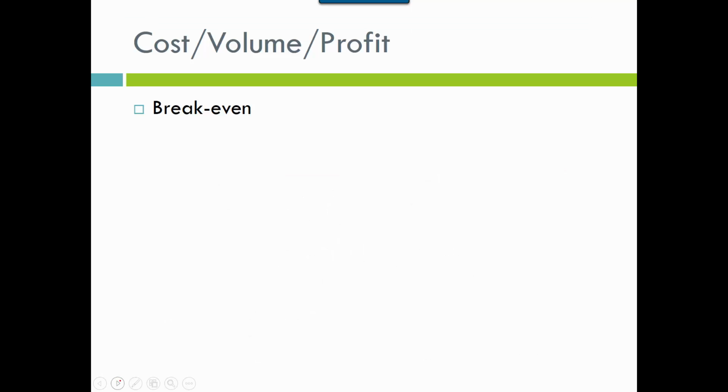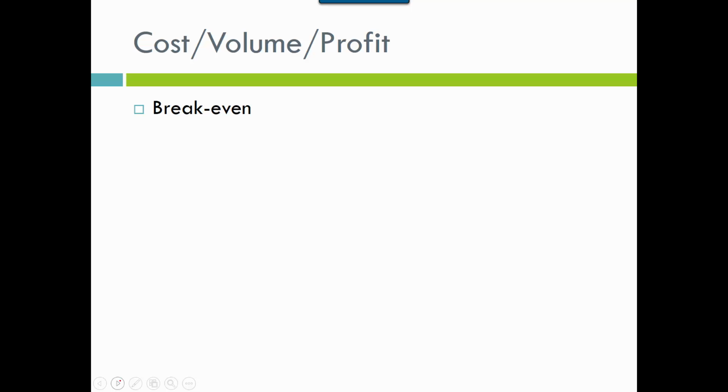Okay, so the next thing I want to get into is this cost, volume, profit relationship. Understanding the relationship between cost, volume, and profit is really key in decision making. So we'll start out by looking at the basic equations, some practice calculating those, and then we'll actually use them to kind of make decisions.